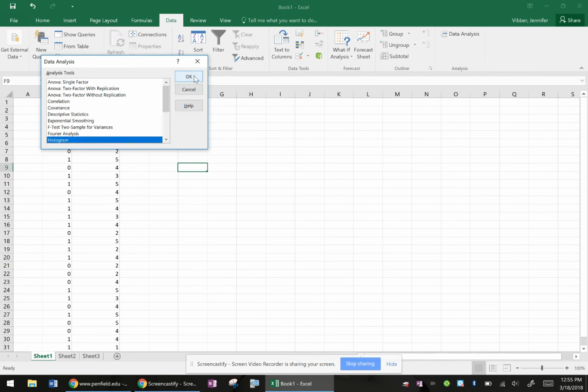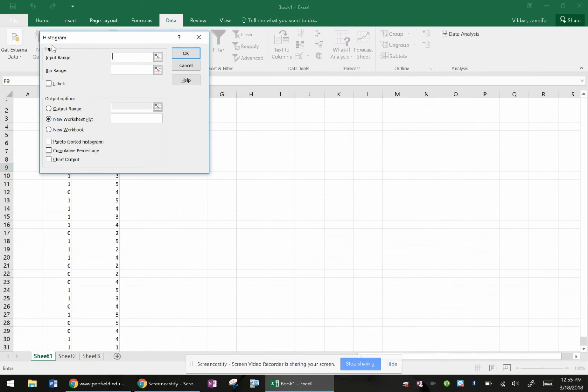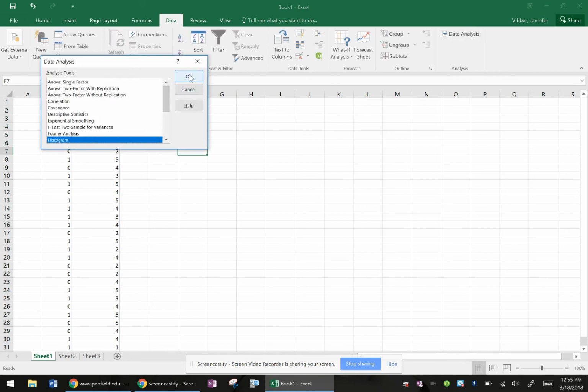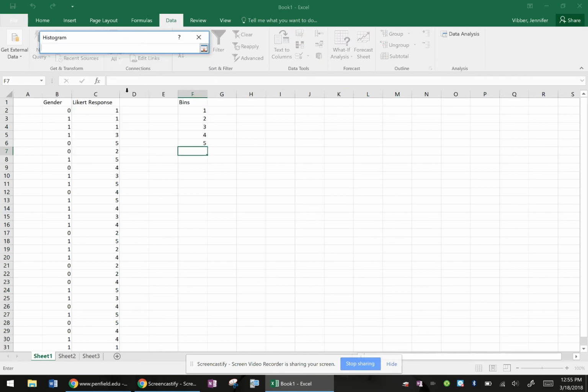Hopefully some of you are screaming, you forgot to do something. I did. Notice we need inputs and bins. I forgot to do the bins, but I did it on purpose. So I'm going to go back here and remember, oh yeah, I need my bins. So bins for Likert are 1, 2, 3, 4, 5. Then I'll do my histogram. My input range is here.